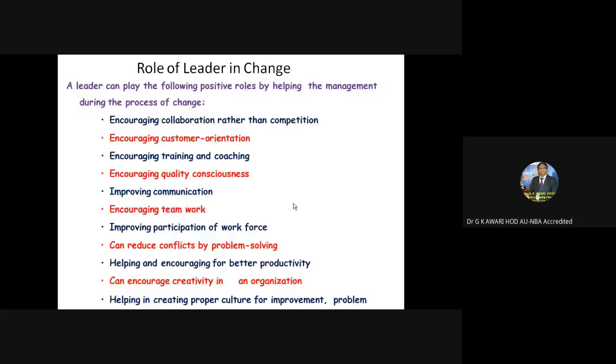that is: encouraging collaboration rather than competition, encouraging customer orientation, encouraging training and coaching, encouraging quality consciousness, improving communication, encouraging teamwork, improving participation of the workforce, reducing conflicts by problem solving, helping and encouraging better productivity, encouraging creativity in an organization, helping in creating a proper culture for improvement, problem solving, and prevention. So this is the role of a leader in change management: improving communication, encouraging teamwork, improving participation, reducing conflicts by implementing problem-solving techniques.